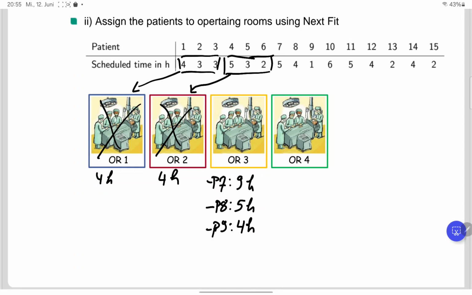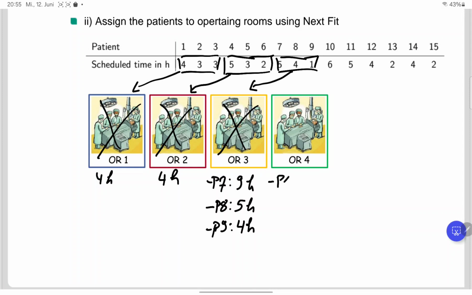However, the next patient requires a surgery which would take 6 hours. We cannot assign him to the third operating room. Okay, so again we have to close the next one and open the fourth operating room.